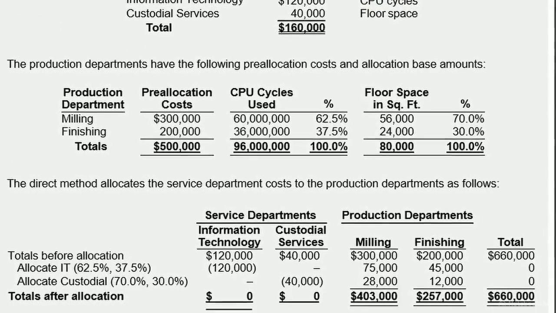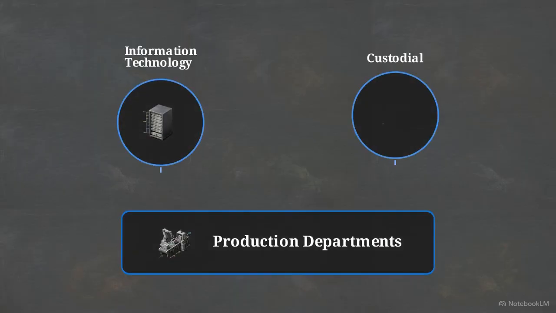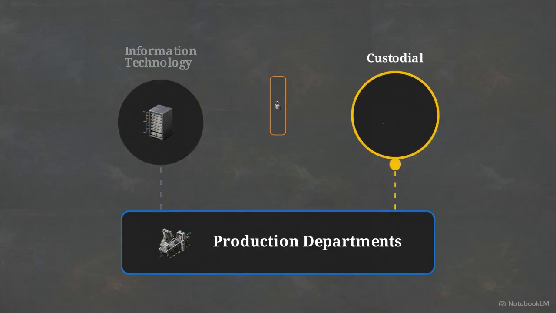The direct method deliberately ignores mutual support between service departments. Instead, costs flow straight across, distributing cost pools using only the allocation proportions specific to milling and finishing. Because the service departments never interact in this structural model, the sequence in which you allocate them has zero mathematical impact on the final numbers.